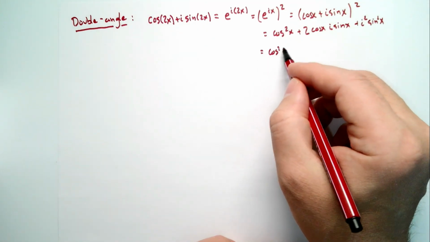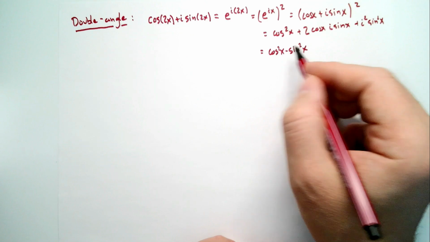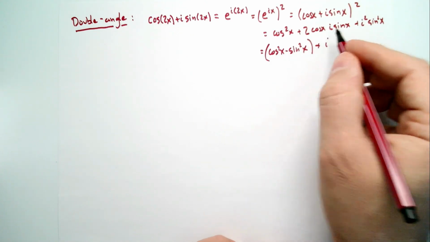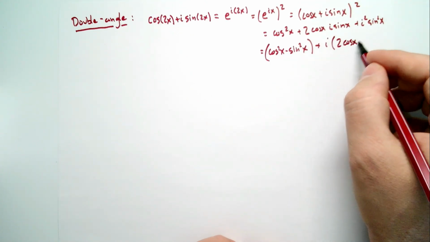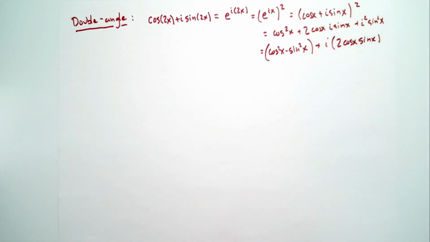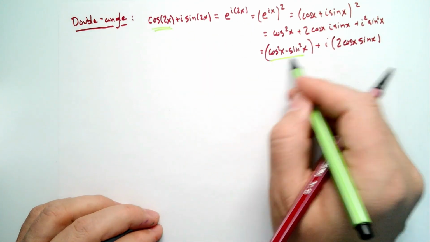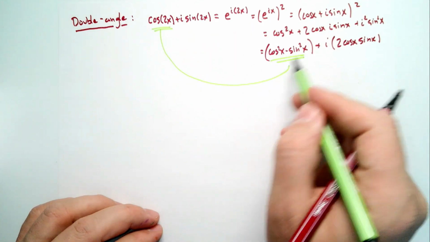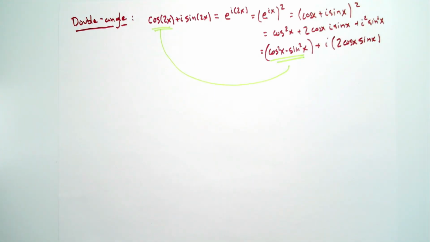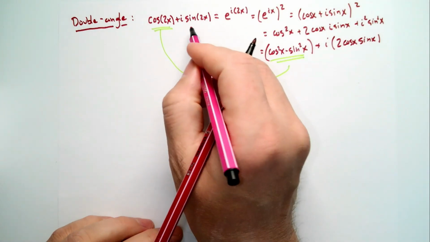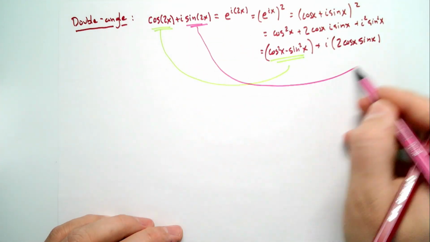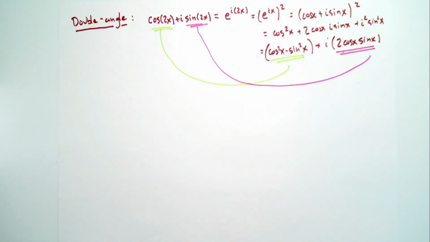So that's cosine squared, and I'll combine it with the sine squared, and then there is an i here, and 2 cosine sine. So what happens is that cosine squared x minus sine squared x has to match with the cosine of 2x. And then the other thing, of course, is that the sine of 2x, which is the part attached to the i, has to match with the part attached to the i. So in other words, if we use the language, the real parts have to match and the imaginary parts have to match.